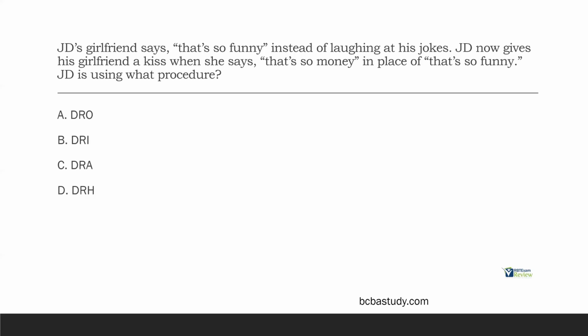So we know we have a replacement behavior. So ask yourself, does the DRO teach a replacement behavior? Does not. Eliminate it. Does the DRH teach a replacement behavior? Does not. Eliminate it. Asking yourself, does it teach a replacement behavior, is a great way to narrow down differential reinforcement questions, because it leaves you with DRI and DRA. Both teach replacements. DRI, the replacement's incompatible with the old one. DRA, it's not. Now you have to ask yourself, is the new behavior, "That's so money," incompatible with "That's so funny"? Well, of course, you can't say "That's so money" at the same time as "That's so funny." They're incompatible. So JD is using differential reinforcement to teach this incompatible replacement behavior. JD is using what procedure? DRI.